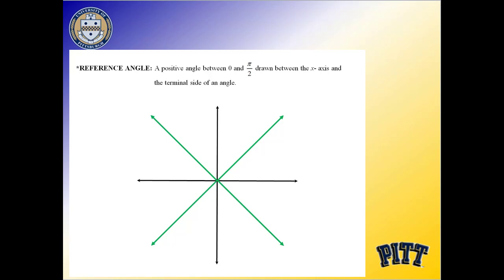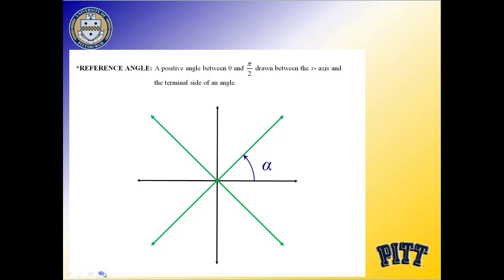A reference angle is defined as a positive angle between 0 and pi over 2 drawn between the x-axis and the terminal side of an angle, or terminal ray, I should say, really. So in quadrant 1, the reference angle would be the angle itself, okay? The angle in standard position, that is.